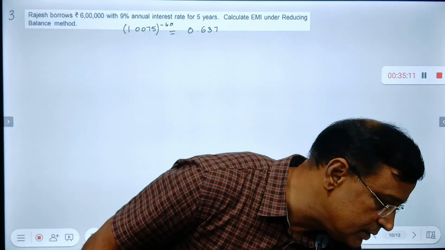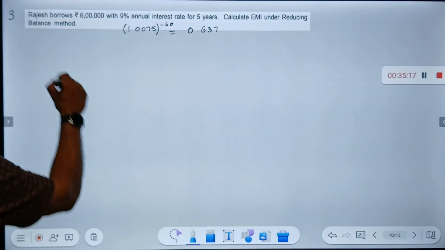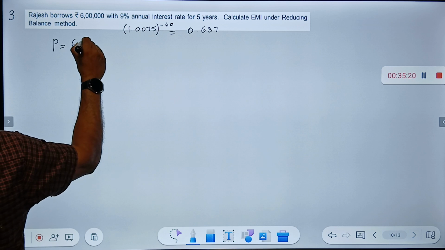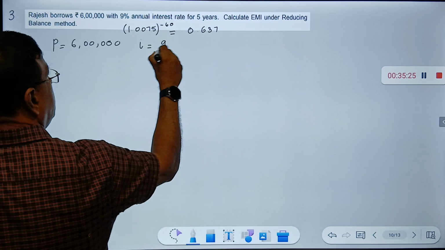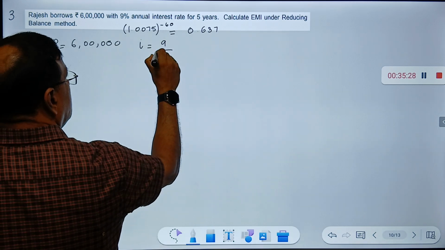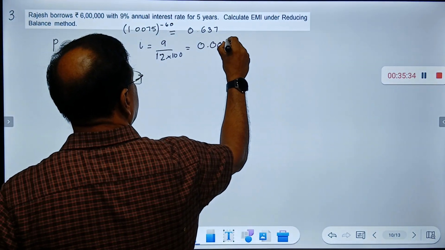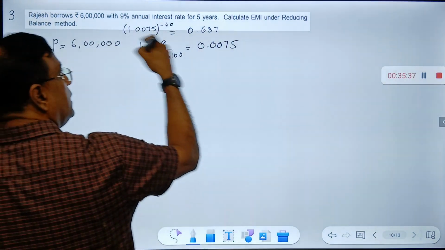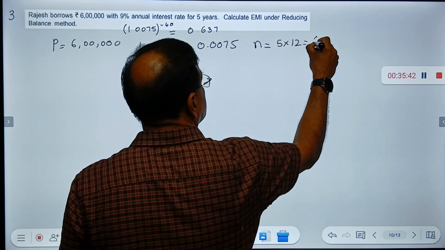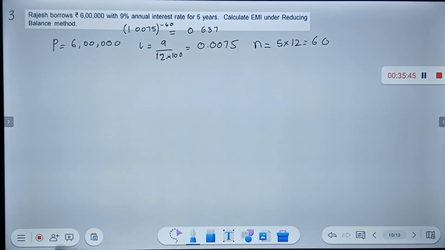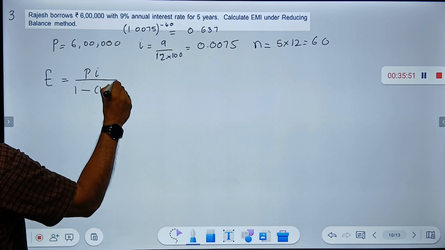Now let's look at this question. This is question number 3. Now here my principal is 6 lakhs. From the question it is very clear, and the rate of interest is 9 by 12 into 100, which is 0.0075. You can always predict from this, okay? And n is 5 into 12, which is 60. So everything is done. So which formula am I going to use? It is P into I divided by 1 minus (1 plus I) to the power of minus n.